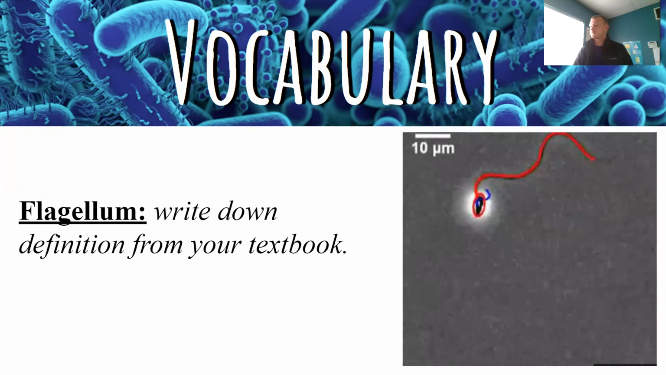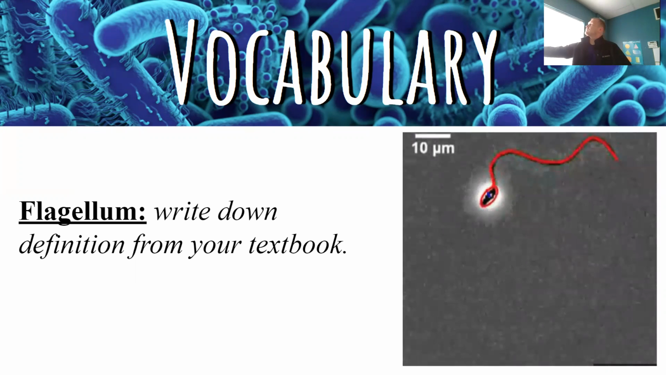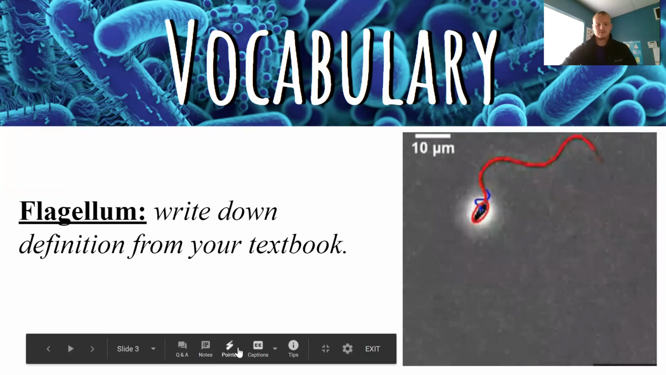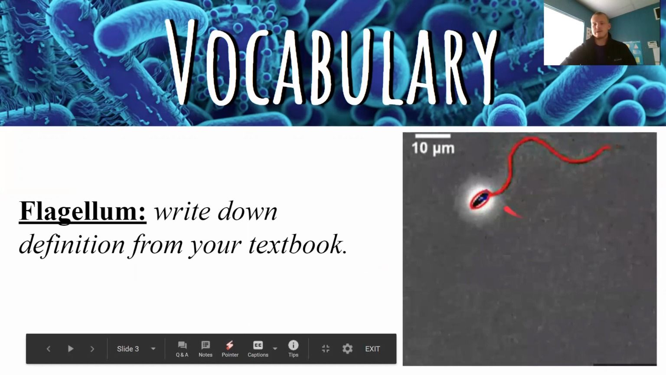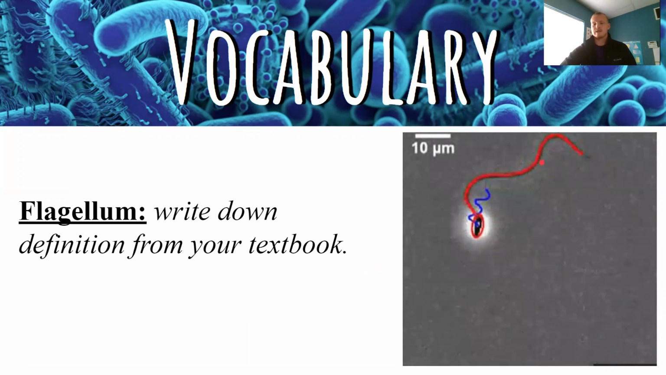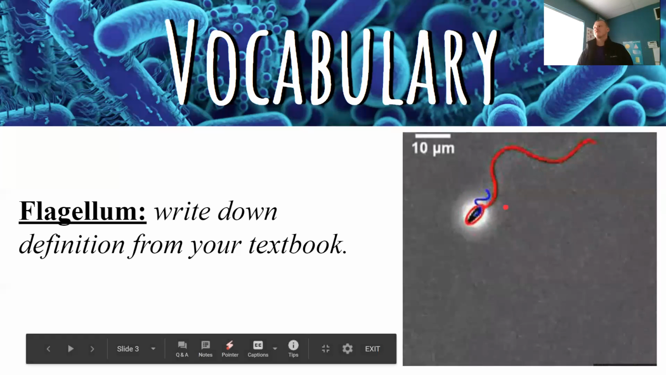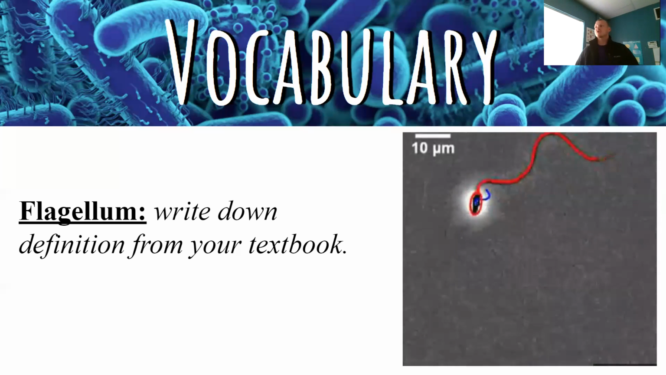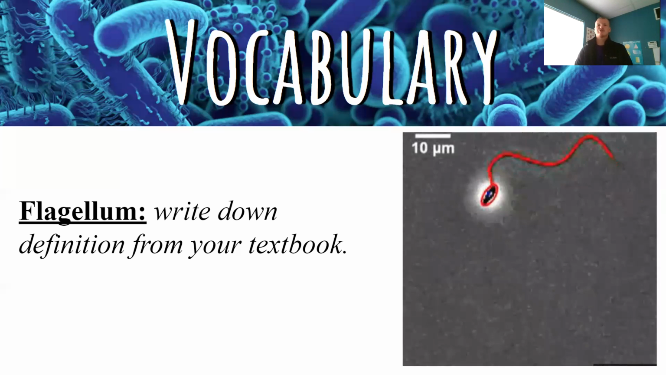Yes. A thin, whip-like structure that helps an organism move through the liquid. Yes. So the little guy, where's my pointer? So the little thing here on the back, that is the flagellum. So in some of my structures before, you've seen the tail-like structure that looks like it's on the back of the cell, that is called the flagellum.